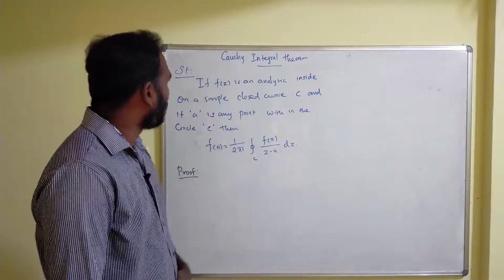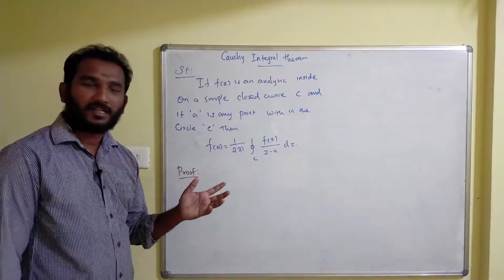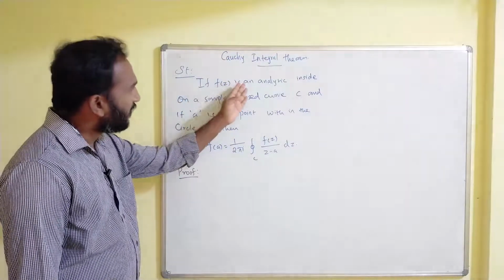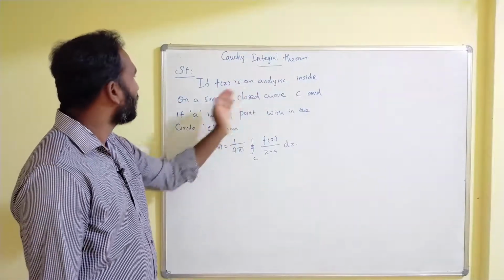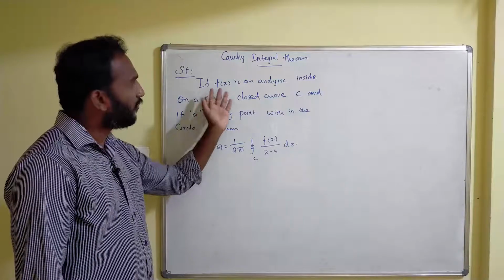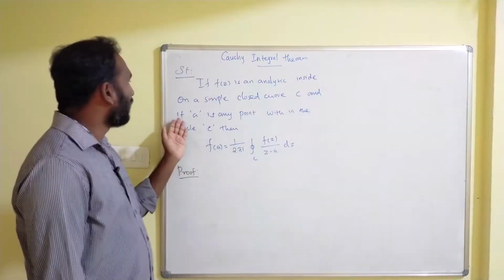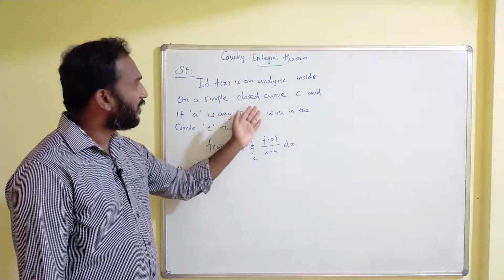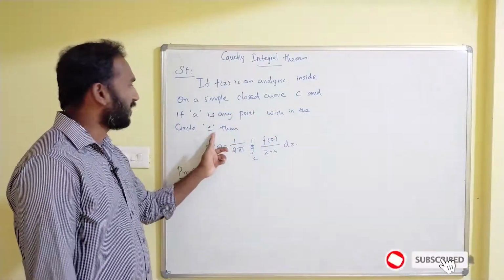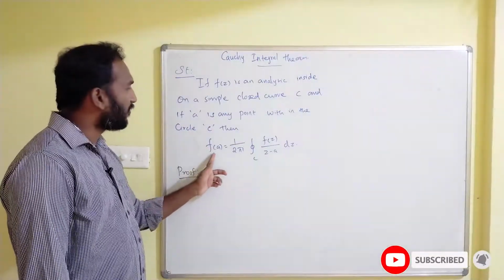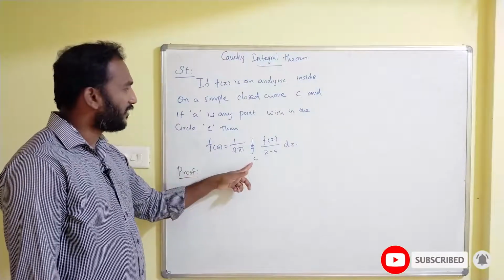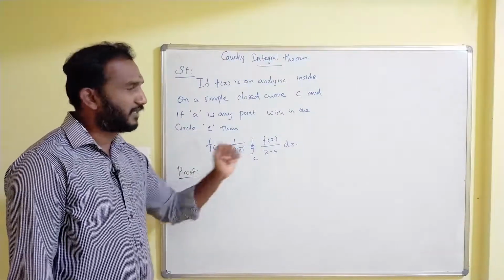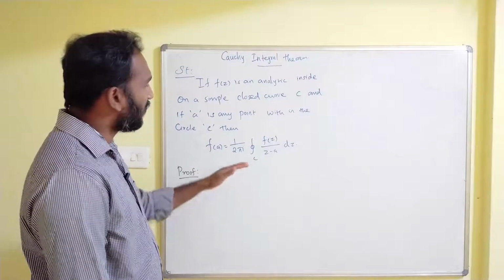Cauchy integral theorem. So what is the Cauchy integral theorem? If f of z is an analytic function inside and on a simple closed curve C, and A is any point within the curve C, then we need to prove that f of a is equal to 1 by 2 pi i integral over C of f of z divided by z minus a into dz. This is what we need to prove.